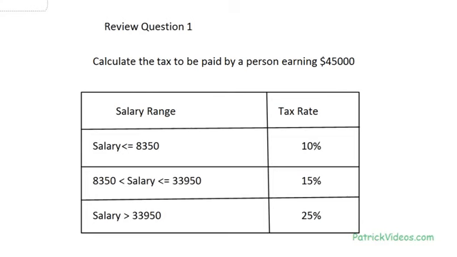As part of a review, let us try a few sample programs. The first question is, calculate the tax to be paid by a person earning $45,000. We have a salary range given here and a tax rate. So let us write a program to calculate the tax that this person has to pay.